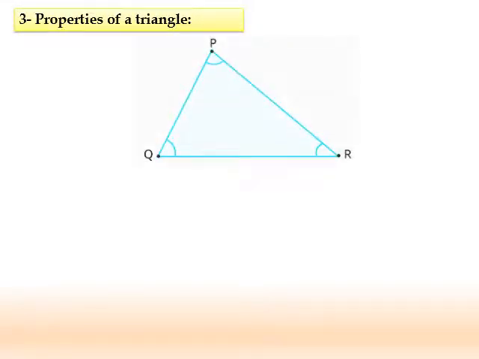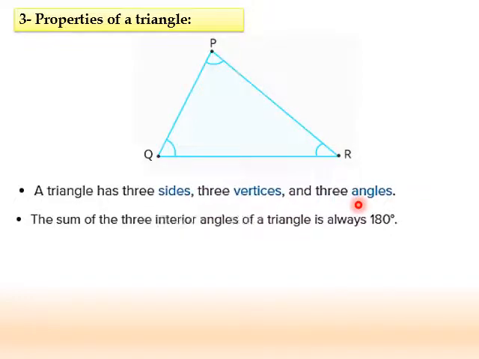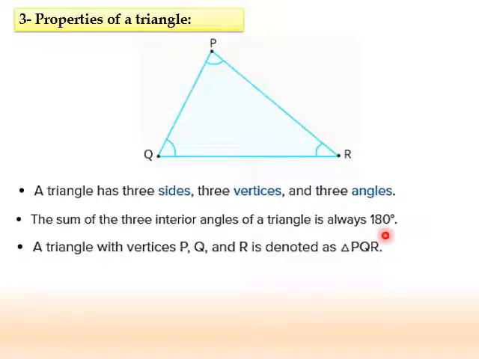What are the properties of a triangle? A triangle has 3 sides, 3 vertices, and 3 angles. The sum of 3 interior angles of a triangle is always 180. Okay? We cannot find an exception. The rule is the sum of angles in a triangle is 180. Now, a triangle with vertices P, Q, and R is denoted or represented as PQR, and we write the triangle sign.